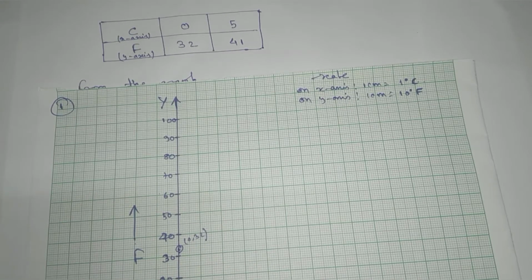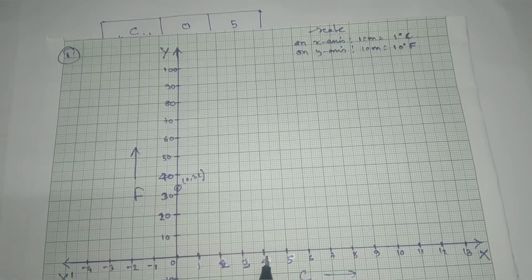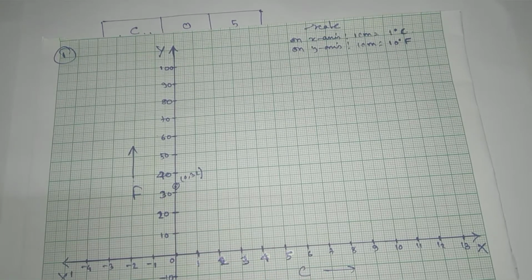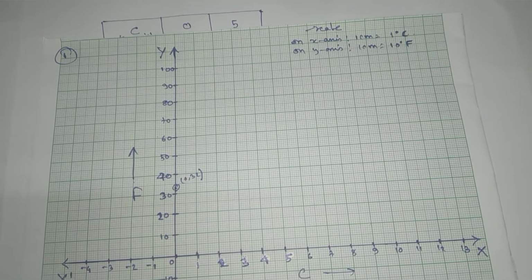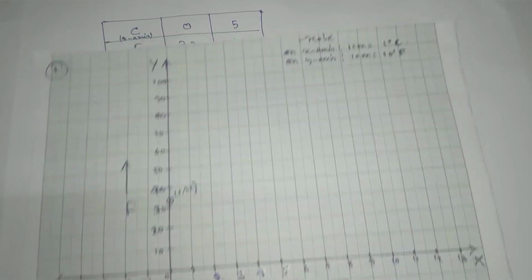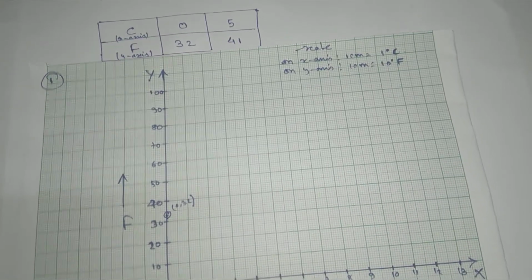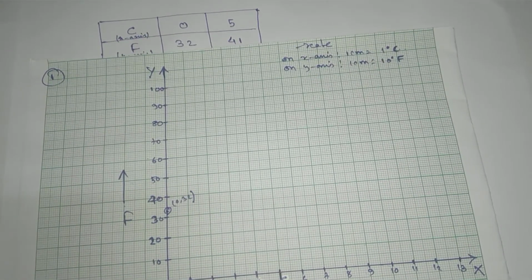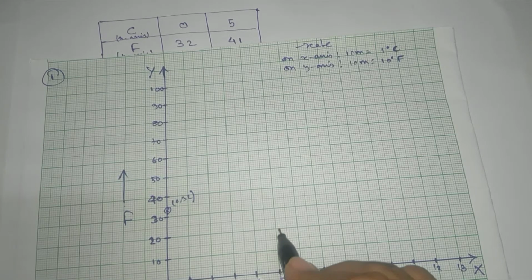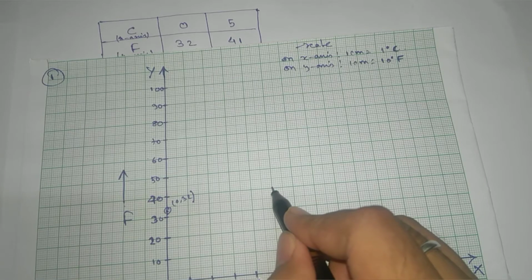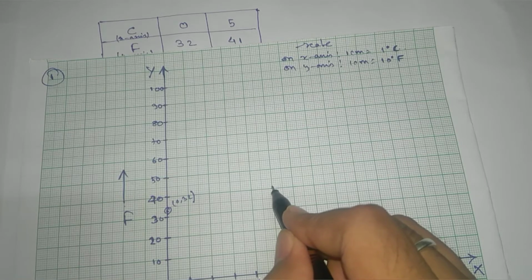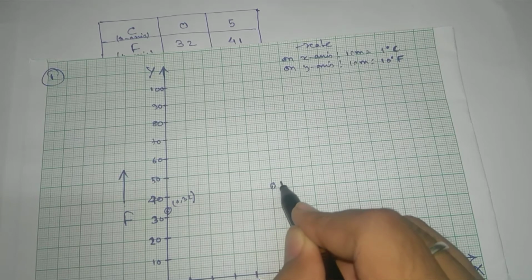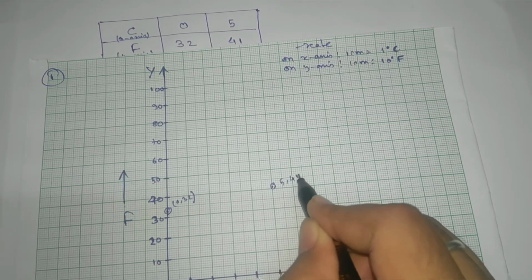Next, please use a pencil to draw the graph. I'm using a pen here, but you should use a pencil. Okay, next 5, 41. So x is 5 and y is 41. So this is your 5 and this is your 40, 41. So this is your point, that is 5, 41.